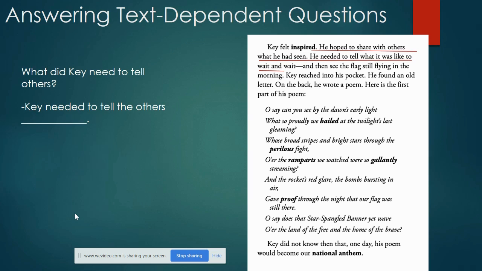In the text we see, he hoped to share with others what he had seen. He needed to tell what it was like to wait and wait. And so now we can answer our question. Key needed to tell the others what it was like to wait and wait.